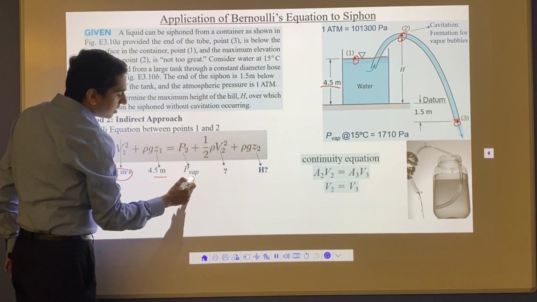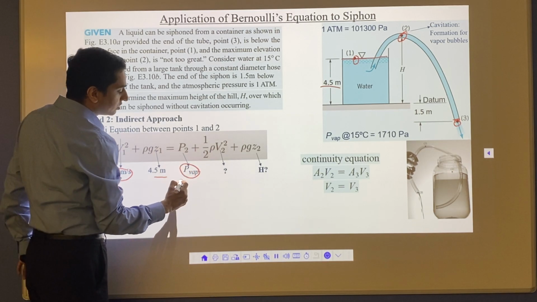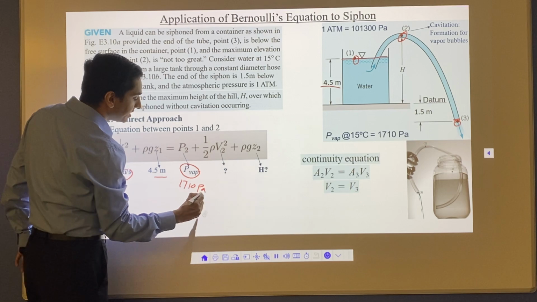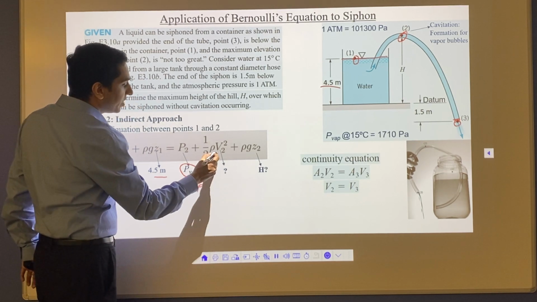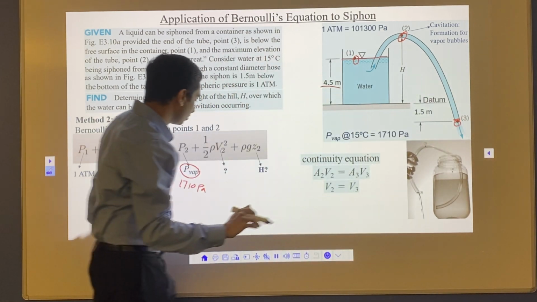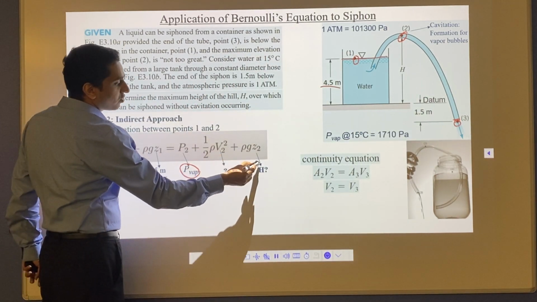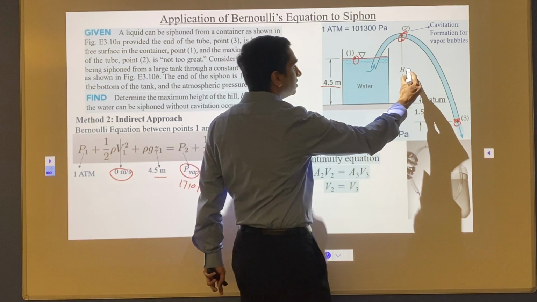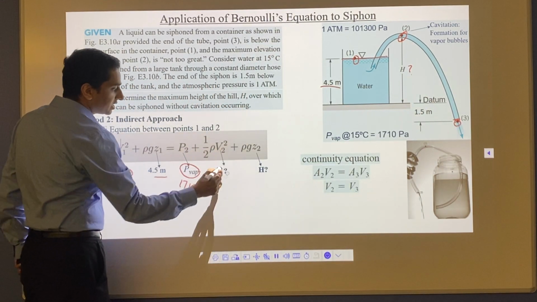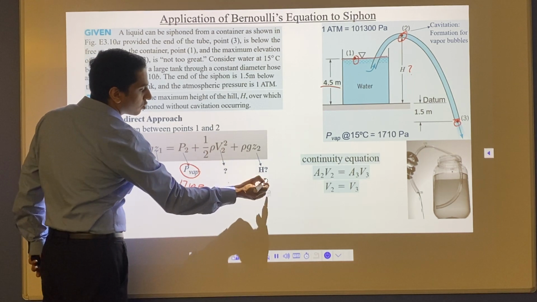Vapor pressure, P2, is going to be 1710 pascals. And then we don't know V2 in this case. V2 is the velocity at this point. We don't know that, so we are going to keep it like that. And then we have to find out H, which is the height, which is what they have asked us. So you can see here we have one equation and two unknowns. We don't know V2, we don't know H.